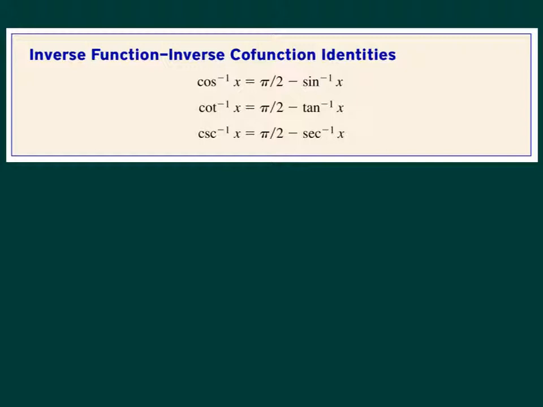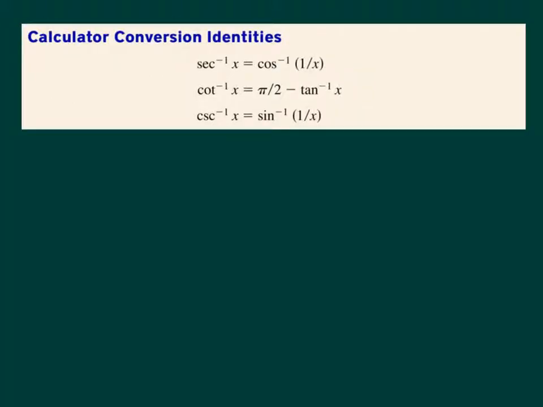Also, I wanted you to take a look at how you would translate these on a graph. The inverse cosine is the same thing as pi over 2 minus the inverse sine function. Same relationship for cotangent and cosecant: it's pi over 2 minus the inverse tangent, or pi over 2 minus the inverse secant. So that would be like a translation if you were to graph these functions.